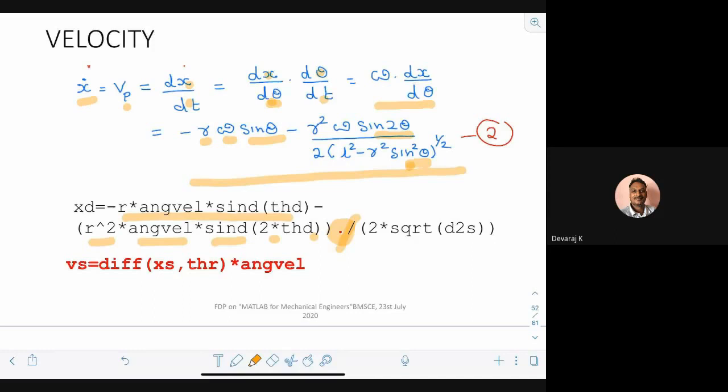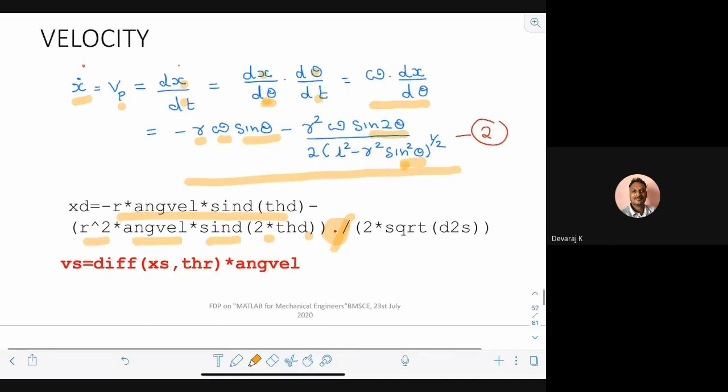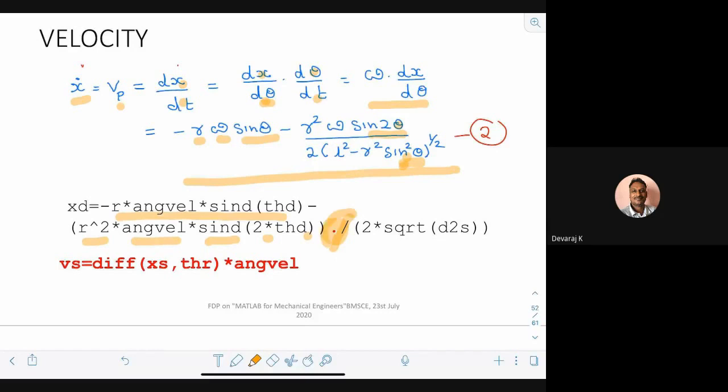You got that point? Because this is also a vector and this is also a vector, I need to use this dot operator. But if I go to symbolic mathematics, there is no need for me to write this equation at all. I can directly take it as omega into diff of x with respect to theta. So just observe this equation. I'm just trying to connect this here.